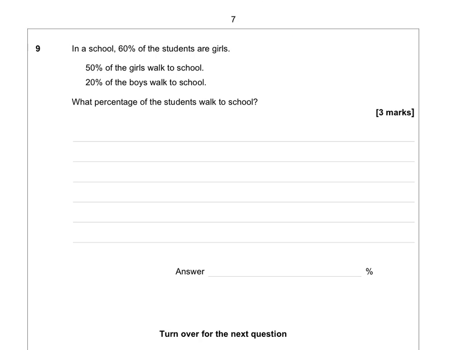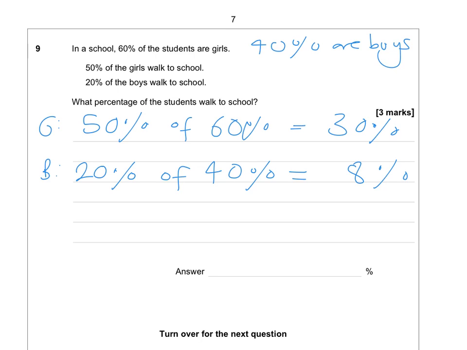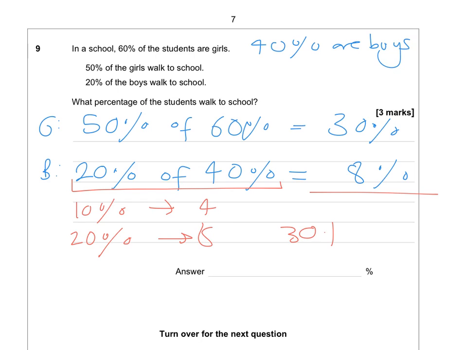Question 9. In a school, 60% of the students are girls, which means that 40% are boys. 50% of the girls walk to school, 20% of the boys walk to school. So 50% of 60% is 30%, and then 20% of 40%, so this was the girls and this is now the boys, is equal to 8%. If we're not sure about where that came from, think about 10% would be 4, and then 20% would be 8. Now the total of 30 plus 8 is 38, so the final answer is 38%.